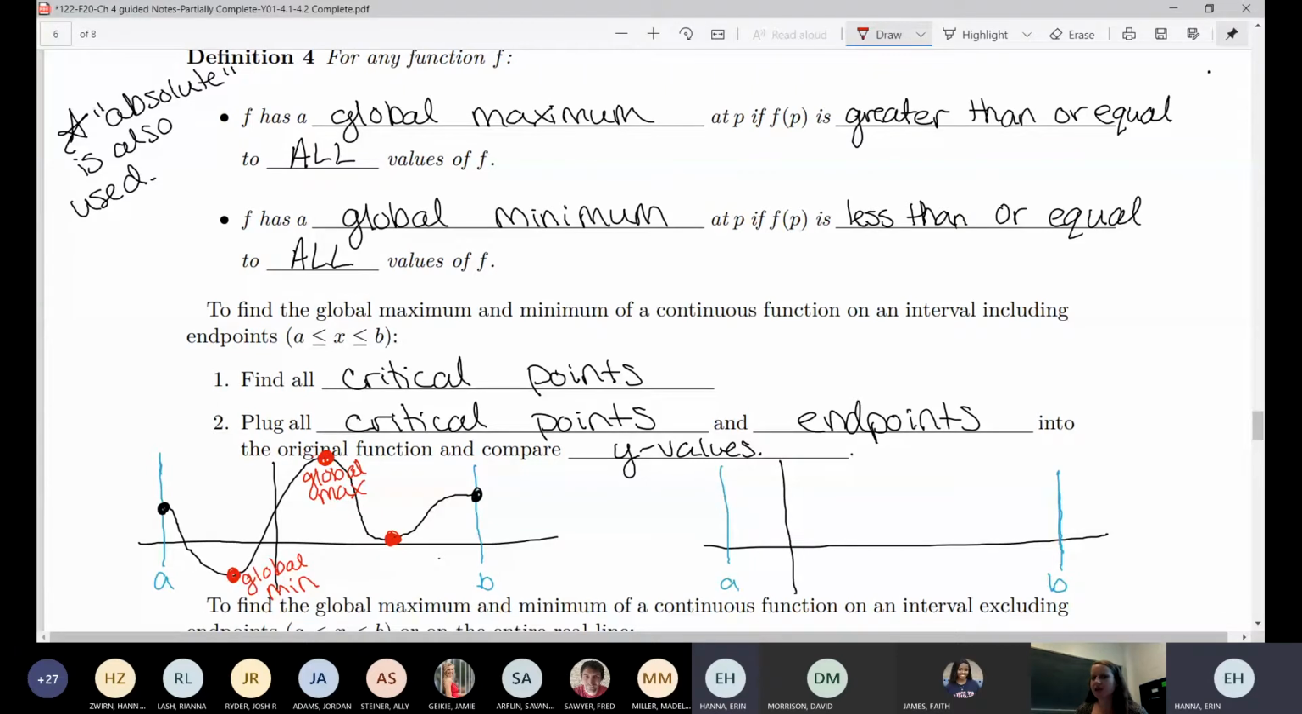But there's a different situation as well. One of my screens is lagging. There we go.